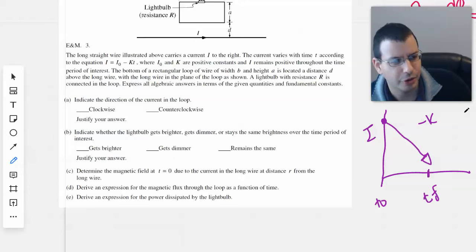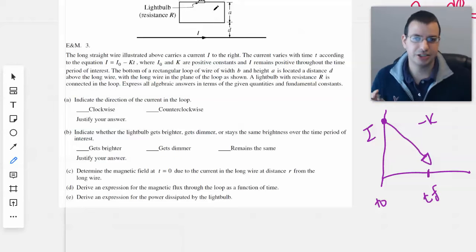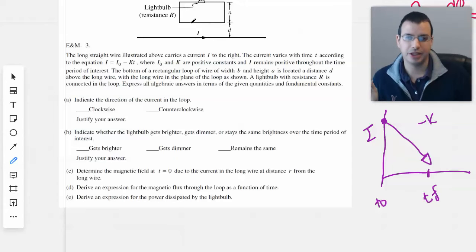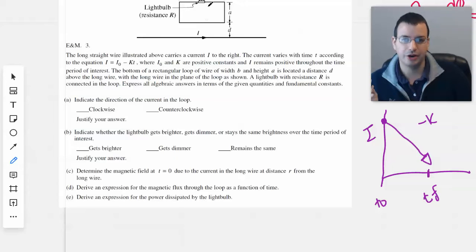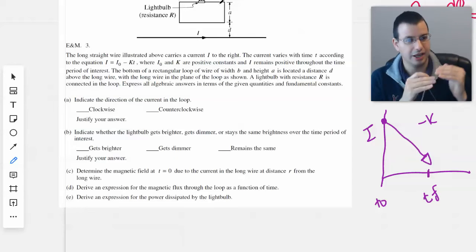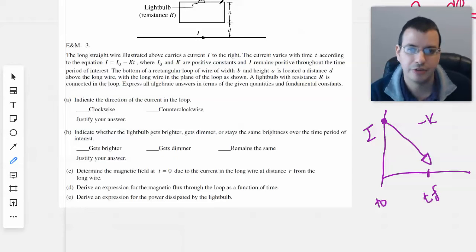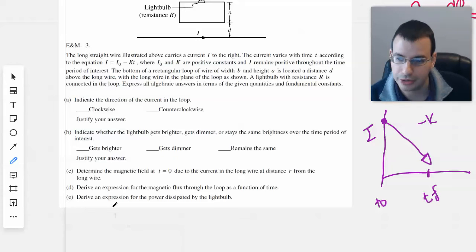Okay, so that's probably the equation we just wrote down. Derive an expression for the magnetic flux. Okay, and that's going to be interesting because this is not going to be a uniform magnetic field. The magnetic field at this part of the wire is going to be different than the magnetic field at the top of the wire, just because it's radius dependent from the center of the wire.